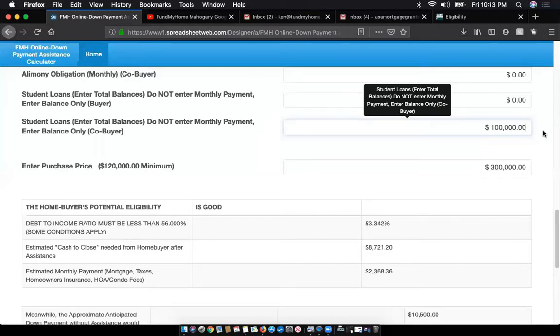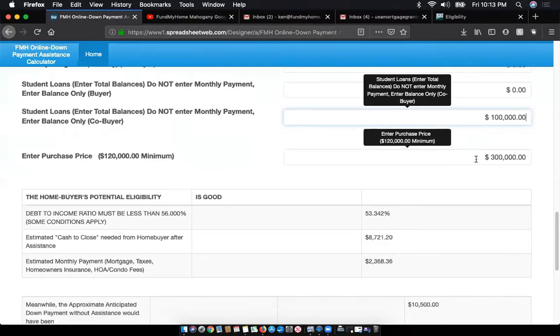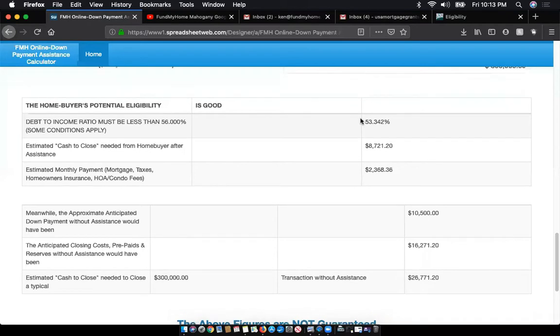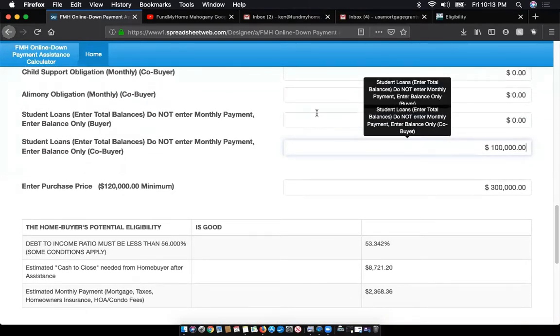Okay, so now again, there's a family that is convinced that it couldn't happen, running through the calculator, and the result says the home buyer's potential eligibility is good, right? What's the debt to income ratio there? 53%, right? Okay, don't worry about anything else. If it says 53%, then you're good. Don't second guess it. Let us take care of it. Now, scroll up a tiny bit, because we missed the purchase price.